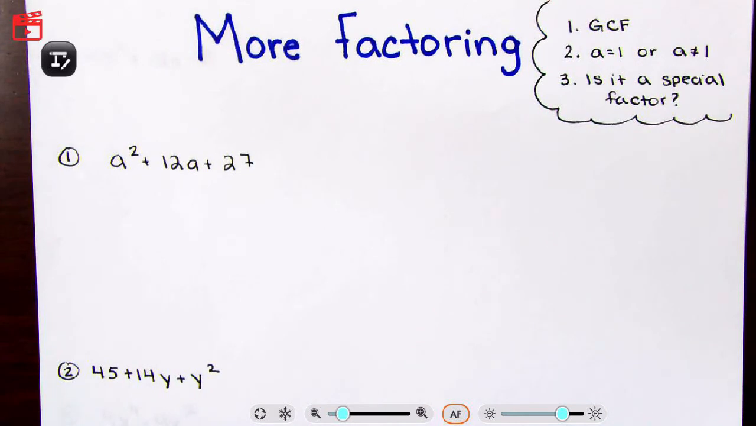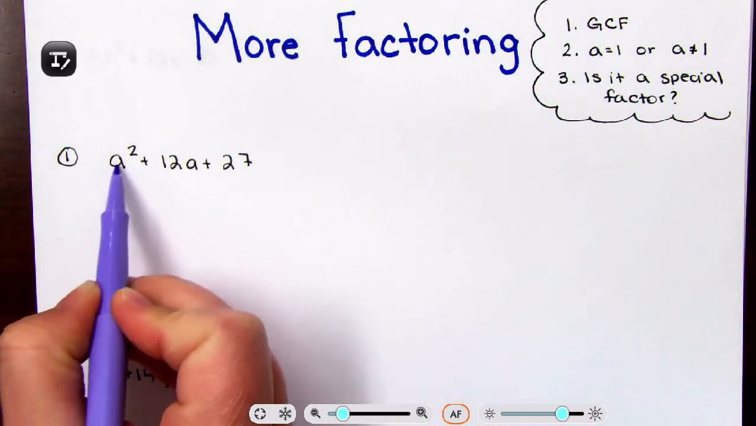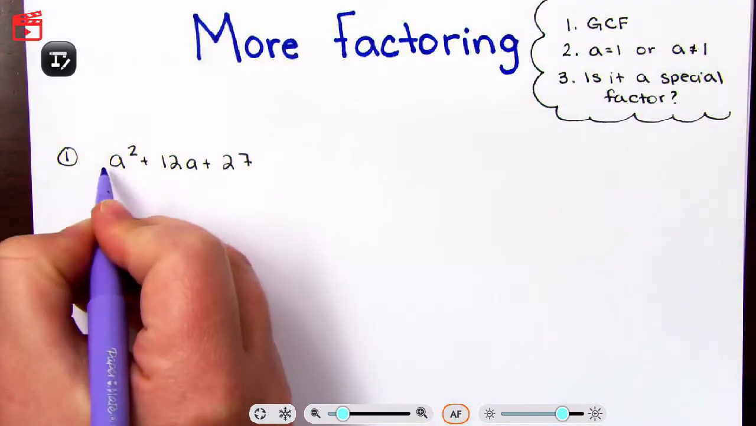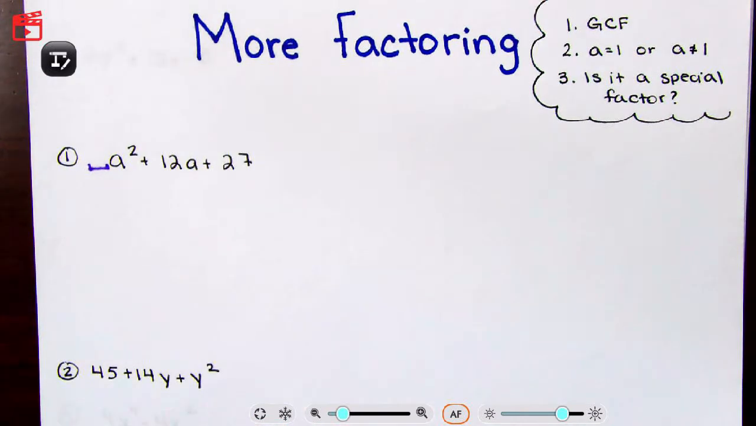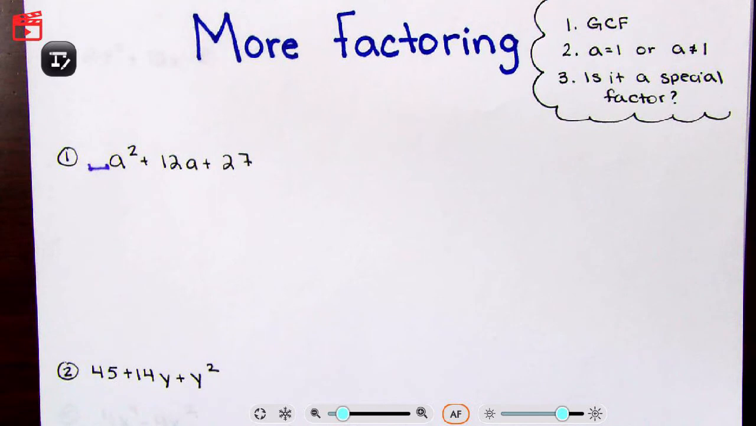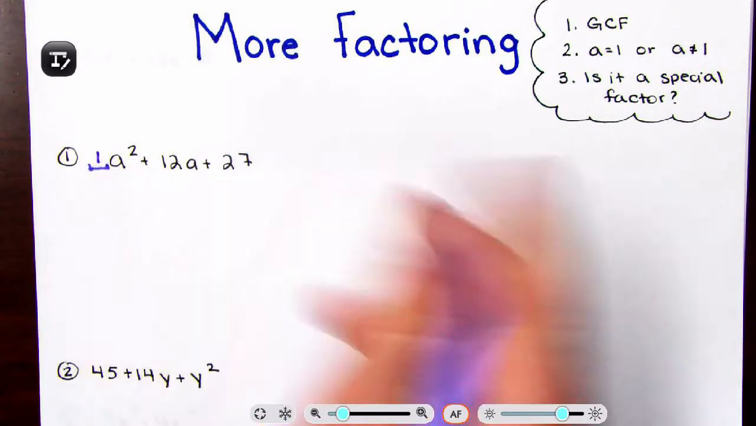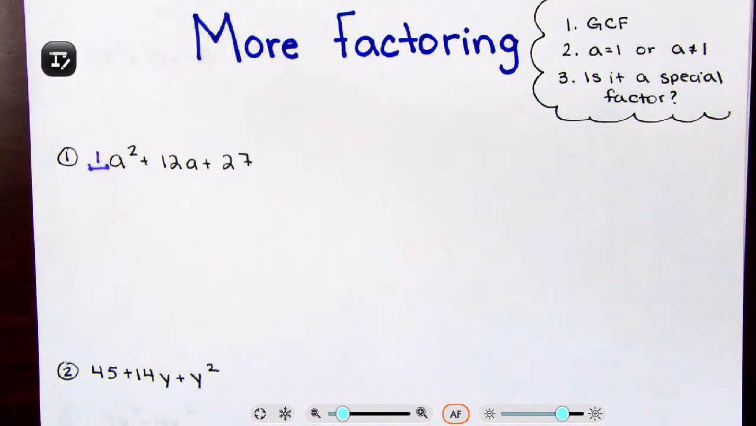Now, step number two is asking us, is there an a value? Not this variable, but is there a number that's a leading coefficient here? And is that number 1 or not 1? If there is no number, that number happens to be 1 because it's kind of like invisible. Mathematicians are lazy, so we're too lazy to write 1 there. So in this case, we do have a leading coefficient of 1.